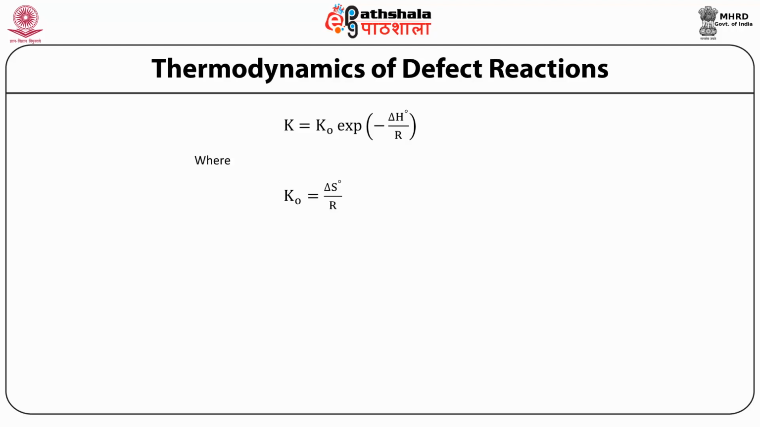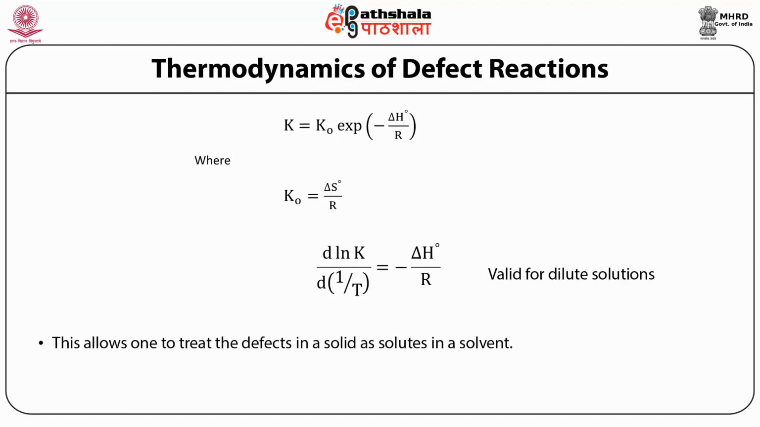So the expression of K becomes K is equal to K naught exponential of minus delta H naught by RT, where K naught is exponential delta S naught by R, and R is the gas constant. Alternatively, we can write d natural log K divided by d of (1 by T) is equal to minus delta H naught by R, and this is valid for dilute solutions. So this is an important outcome as it shows that we can treat the defects in a solid as solutes in a solvent.